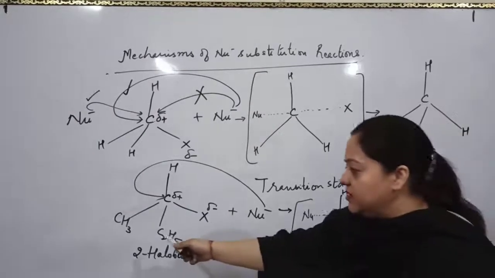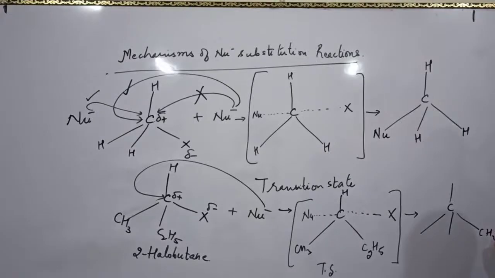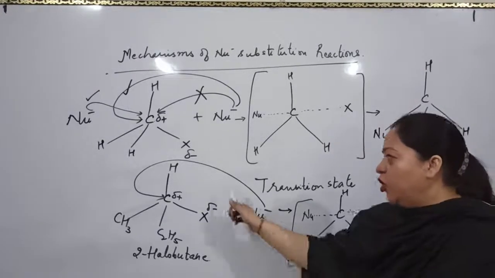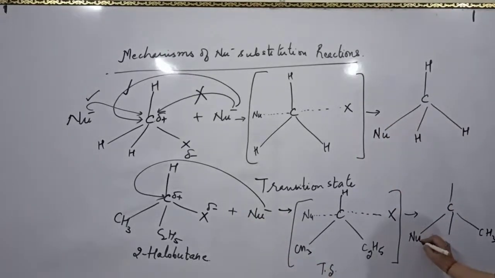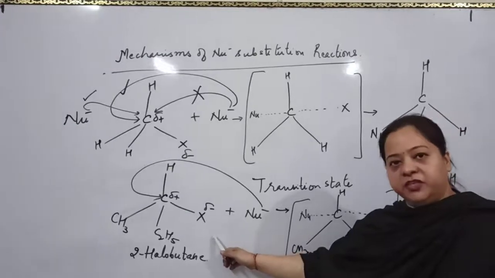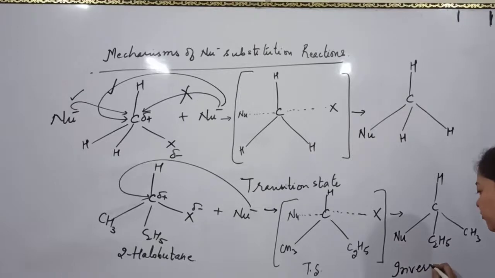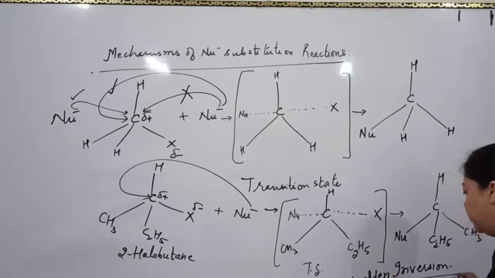So in this case, the CH3 group is written on the left side, and in the product we will write CH3 on the right side. The incoming nucleophile is on the left side as the leaving group was on the right side. So the incoming nucleophile is on this side, and here we have C2H5 and H. And as this is the optically active halide, this product is with inversion of configuration. And this inversion is also known as Walden inversion.